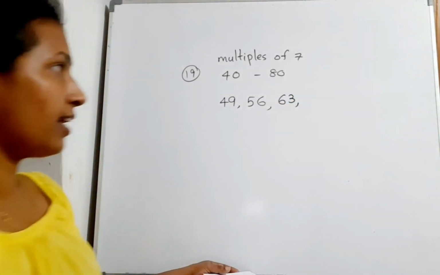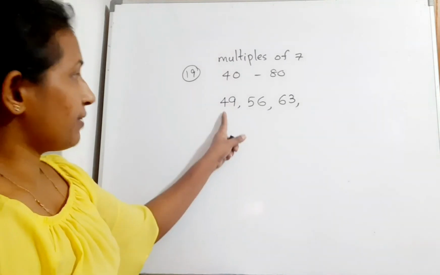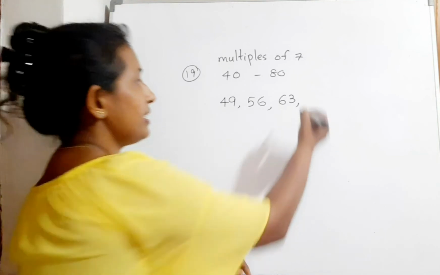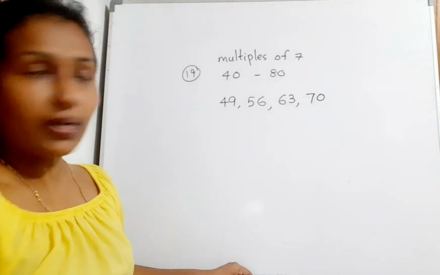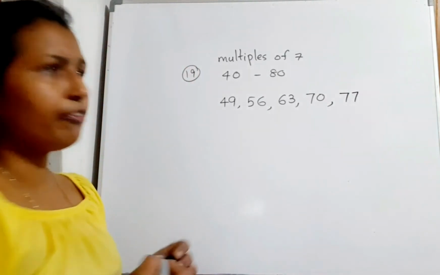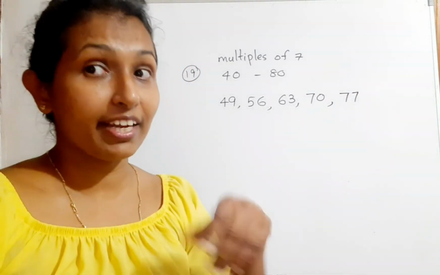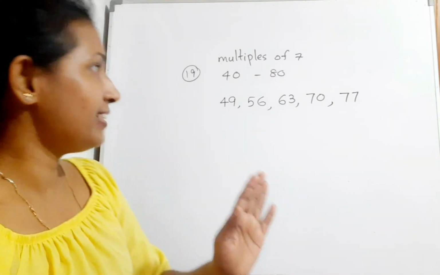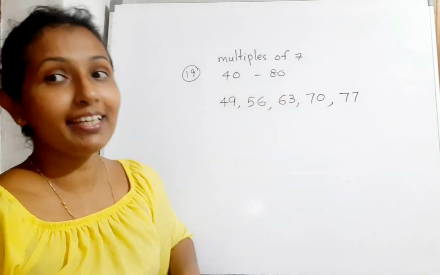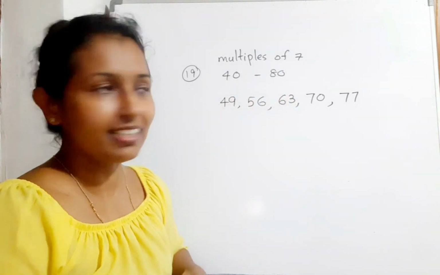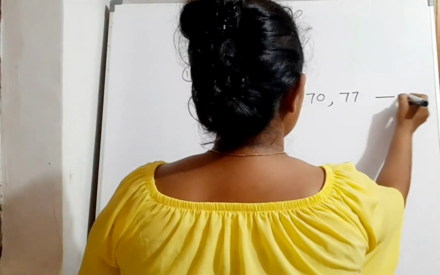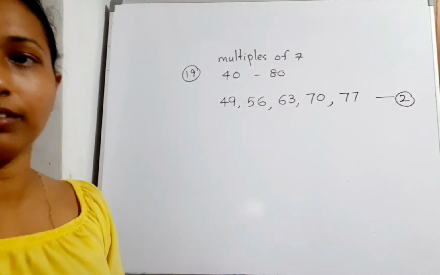Then what is the other one? 7 into 10, it is 70. Next one, 7 into 11, 77. Then if we take 7 into 12, it is 84. So we can't write it because we have to write the multiples of 7 in between 40 and 80. 84 is more than 80. So we have to write only these multiples of 7. Then Putala, you will be given 2 marks for that question.